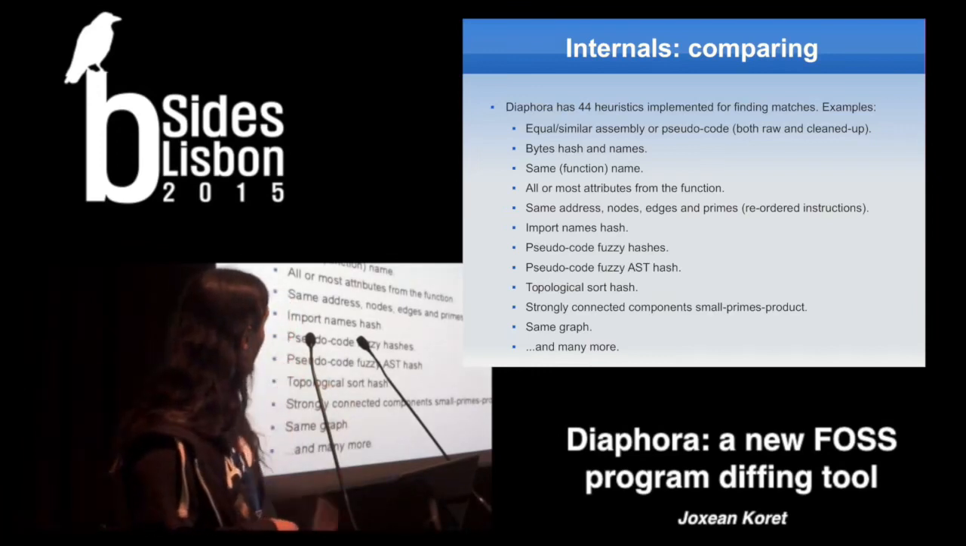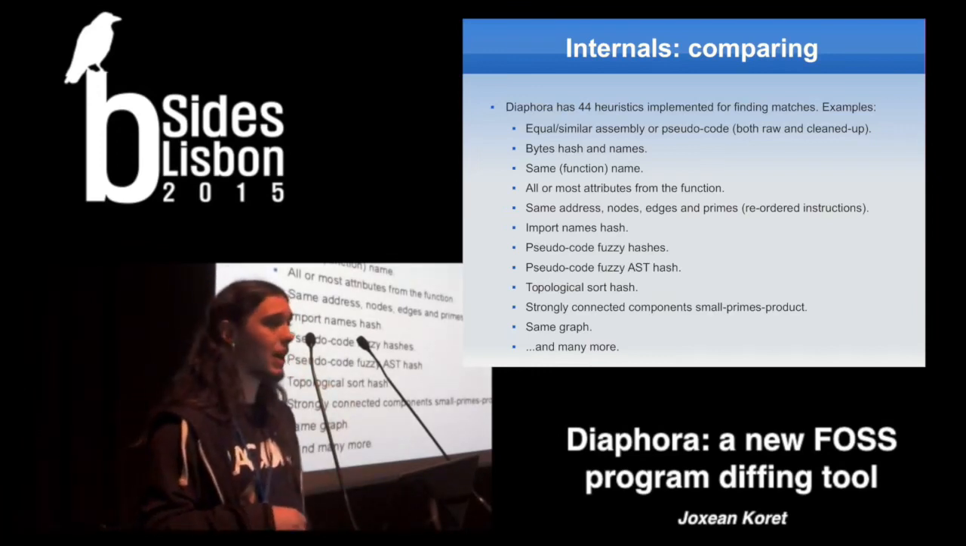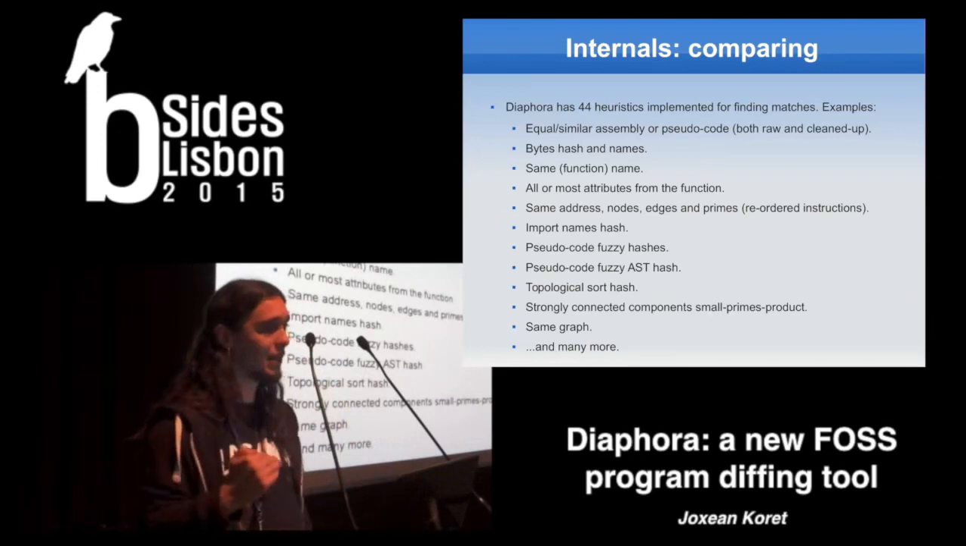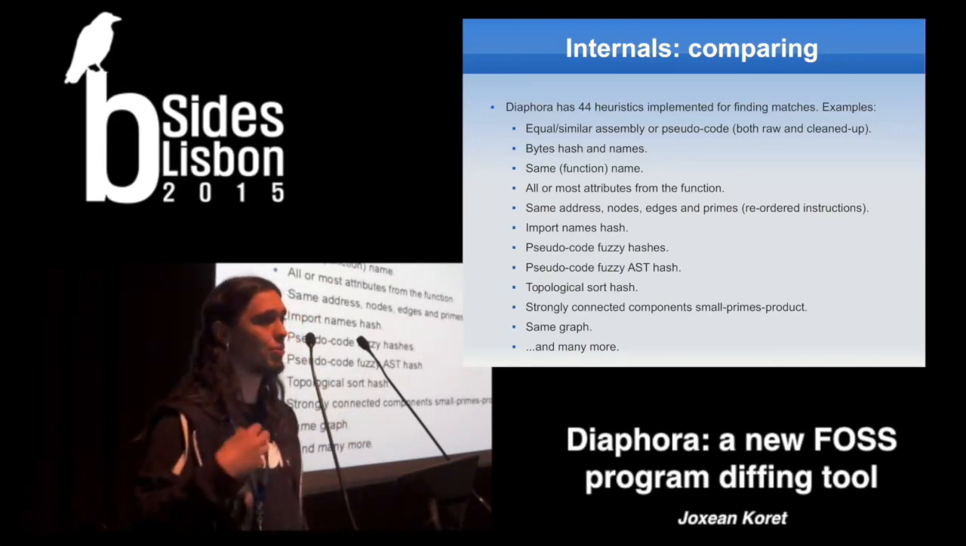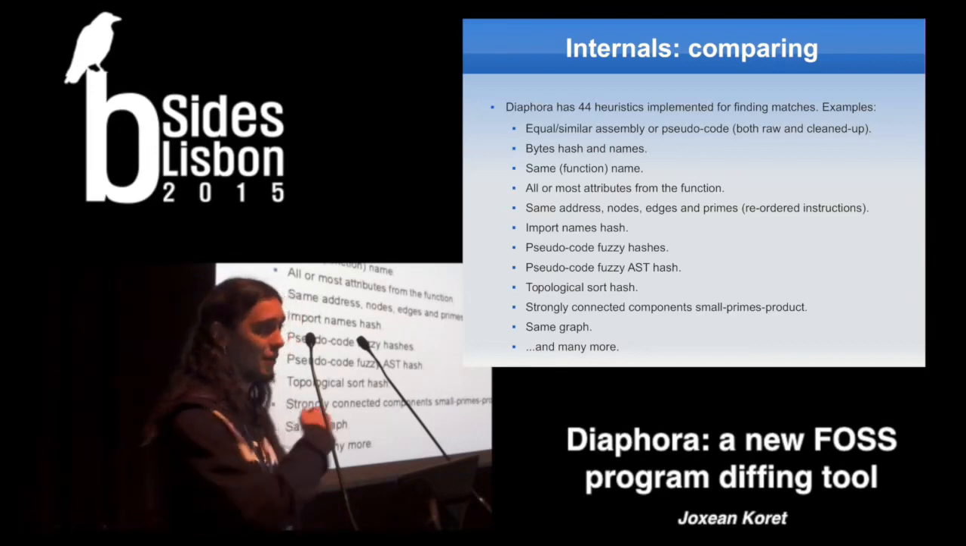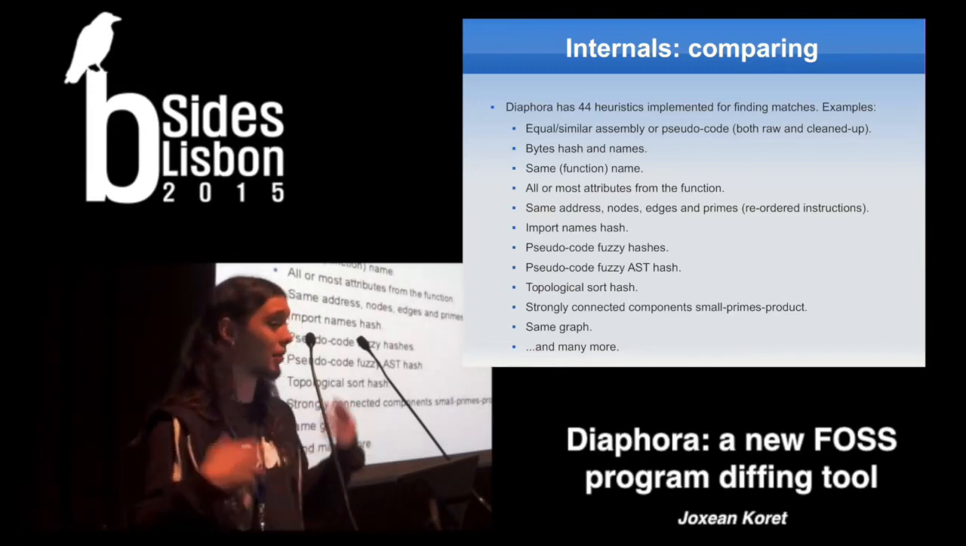Some other heuristics are the bytes hash and name. If the hash I calculated with the non-changing bytes of each function and also the true names referenced from both functions are the same, we have a good match.